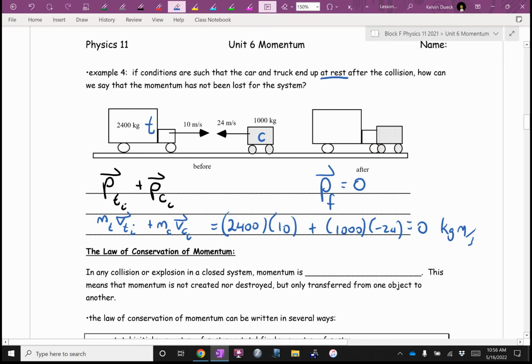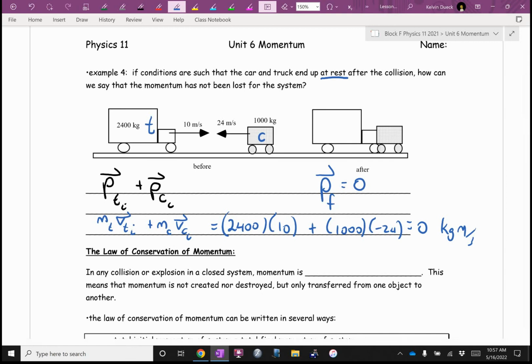This is why we're going to have to pay attention, Cole, to directions. Thank you for catching that. We need to let one way be positive, one way be negative. But yeah, we didn't violate any laws here. We started with a total of 0 momentum. We finished with a total of 0 momentum. Momentum was conserved. We didn't gain or lose. It was transferred from one object to the other.